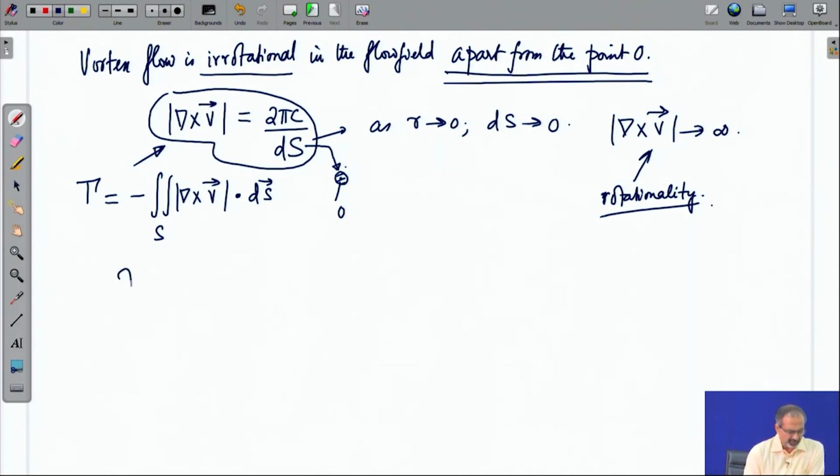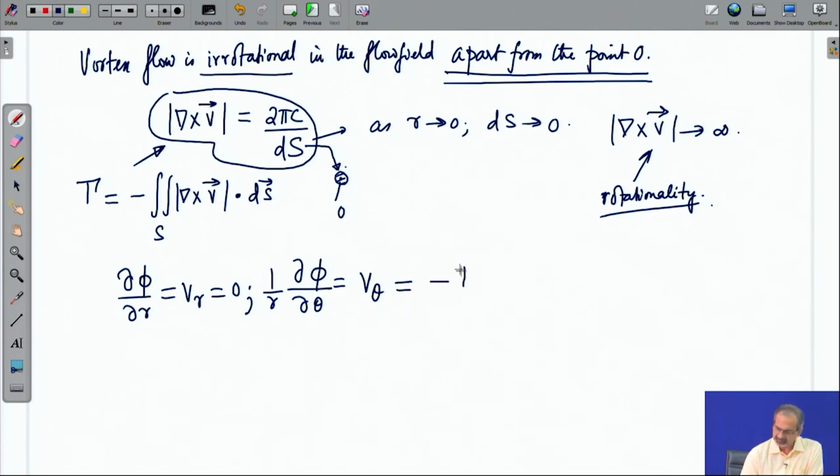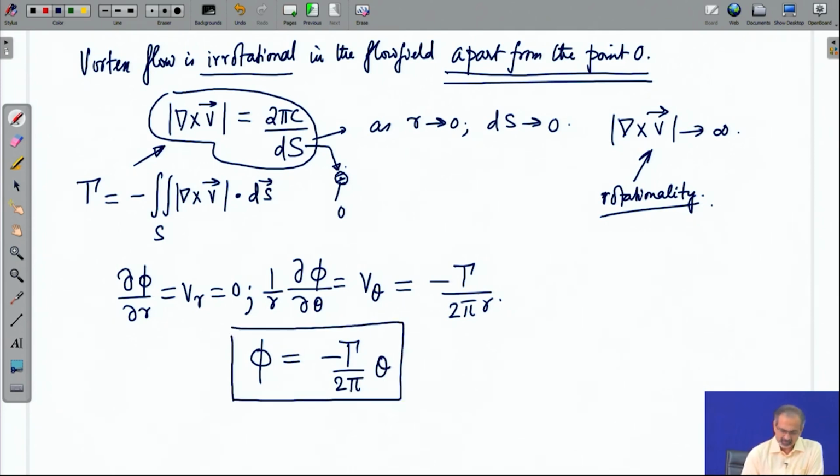Now, for vortex flows, del phi del r, which is V r, is equal to 0, that we already discussed. Additionally, 1 by r del phi del theta, which is giving you the V theta, is given by minus gamma by 2 pi r. So, from these expressions you can obtain the phi to be equal to minus gamma theta by 2 pi. So, that is the velocity potential for your point vortex.